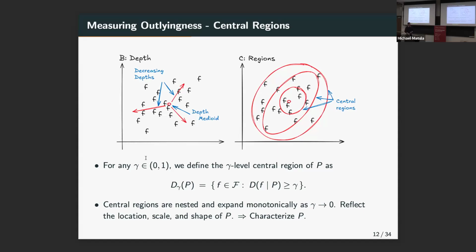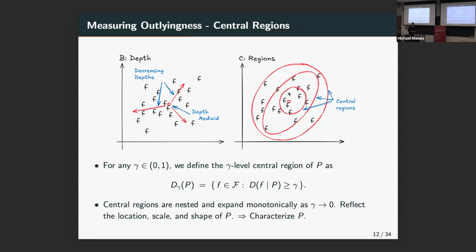If we pick some level gamma, just an arbitrary Greek letter between 0 and 1, then we can define the gamma level central region as all the functions which have a depth bigger than or equal to gamma. So for example, if gamma is equal to 1, then that would just be the centroid of the distribution. And as I let gamma go down to 0, we are going to get these expanding sequences of sets.